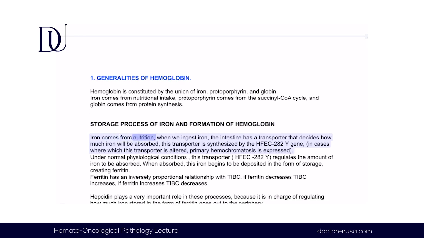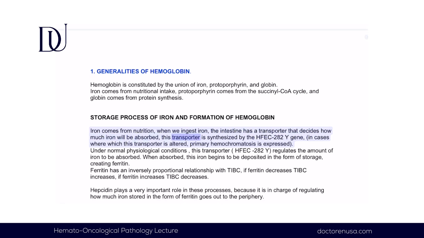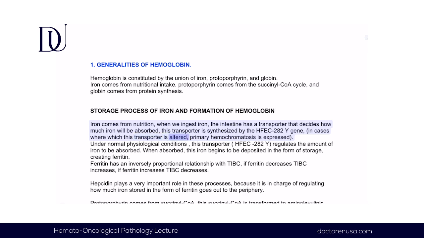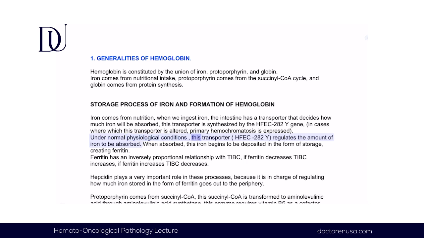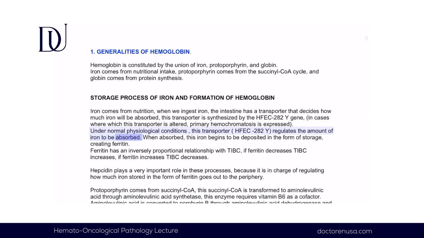Iron comes from nutrition. When we ingest iron, the intestine has a transporter that decides how much iron will be absorbed. This transporter is synthesized by the HFE C282Y gene. In cases where this transporter is altered, primary hemochromatosis is expressed. Under normal physiological conditions, this transporter, HFE C282Y, regulates the amount of iron to be absorbed.